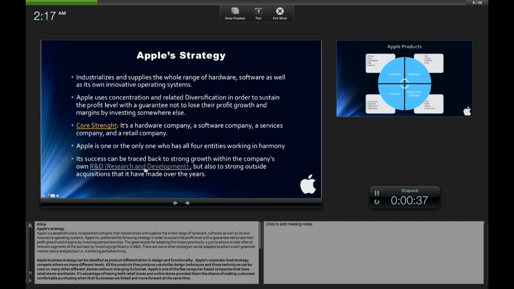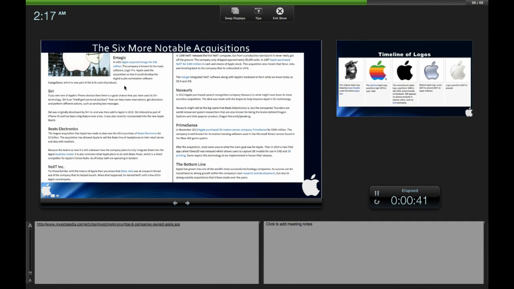Then she goes into the research and development link, which will take her to the 6 more notable acquisitions that they've had, and that way she can explain, oh, you see Siri, they bought Siri in 2010, and that's how they got to make use of Siri in the new iPhone. And maybe she can research that the iPhone 4S was the first iPhone to ever have Siri, and explain Beats Electronics, how they bought it just to sell it in their stores, or NeXT Inc., which was Steve Jobs' company when he left, the one that he created, and then they bought it, that way he will come back into the company.